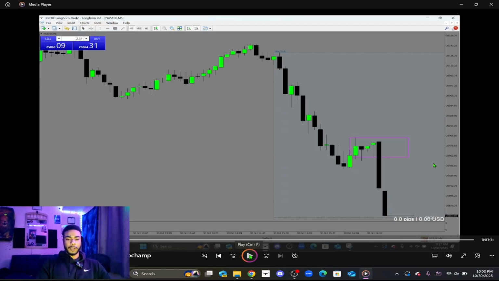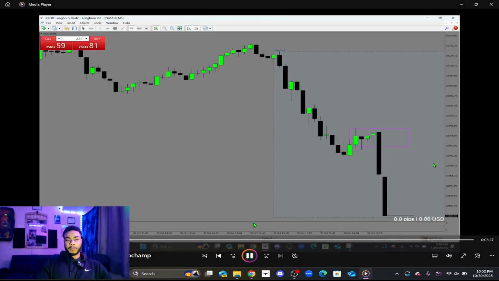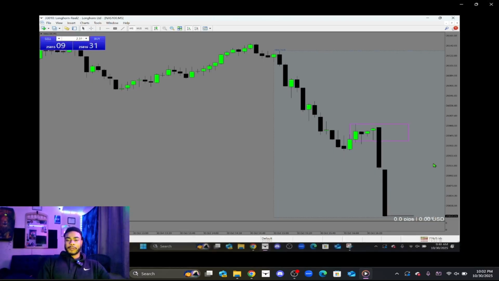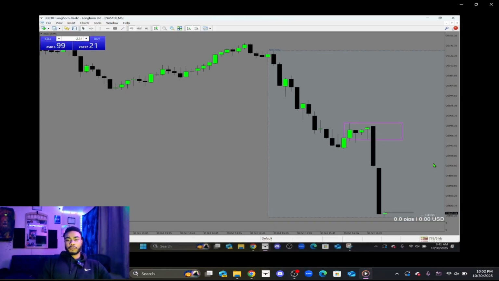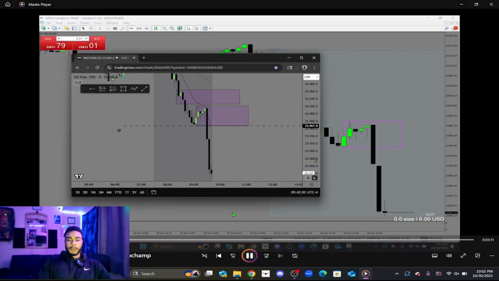So let's play. Let's see what happens. It's gonna be playing fast, but this will give you an idea of how it is when you're live in the markets and how the candles are moving. Because when you're in the trade, especially on the 5-minute, and you're looking for these types of setups, you gotta be quick with your decision making.